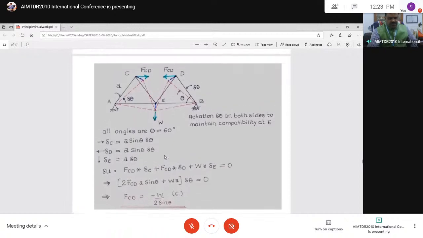Simple logic here. Delta C is the actual displacement, delta D we have determined, and delta E. Here also, when it is moving from C to C dash, D to D dash, E to E dash, find out the virtual displacements and determine whatever the unknown you can find out. That is F CD into the virtual displacement at C, and this component to virtual displacement and this component to find out the unknown value.